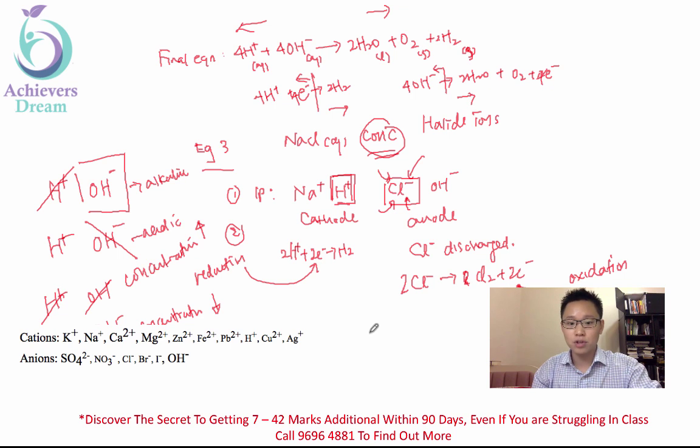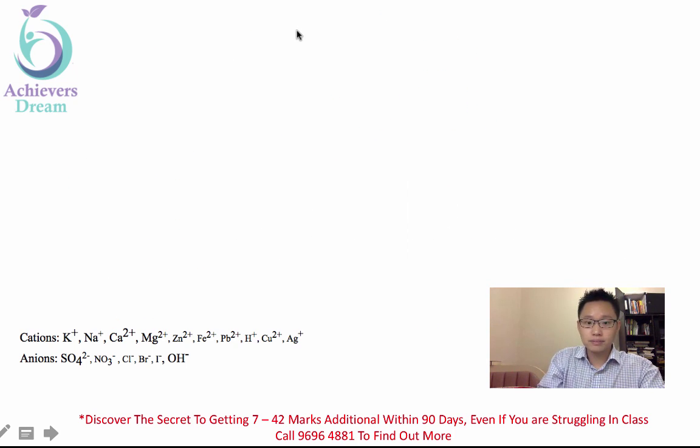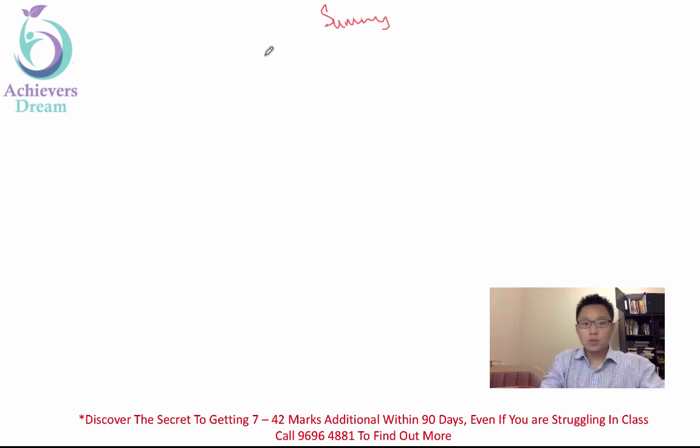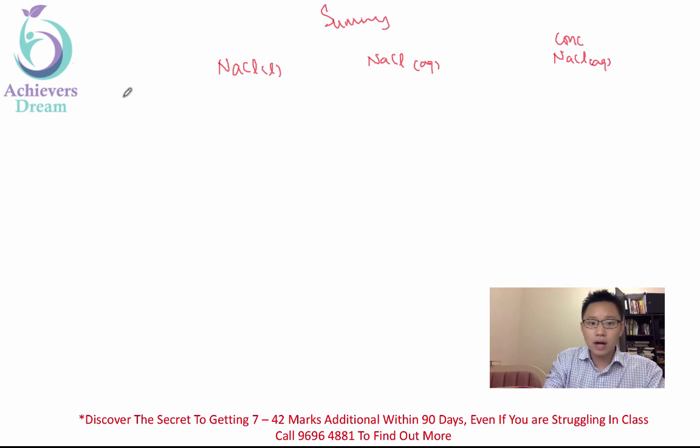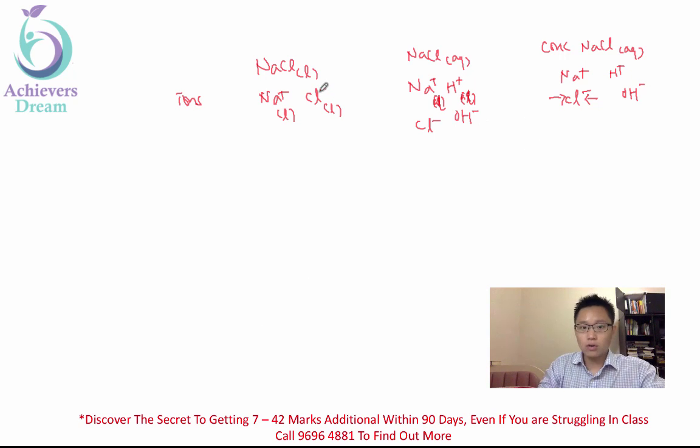Once you understand these three examples, all these are for inert electrodes. Let me do a very quick summary for you, before I go to example 4. So we have used 3 different examples: molten NaCl, aqueous NaCl, and aqueous NaCl, but this time it's concentrated. Let me quickly run through the ions present: Na+, Cl-, Na+, H+, OH-, and so on.